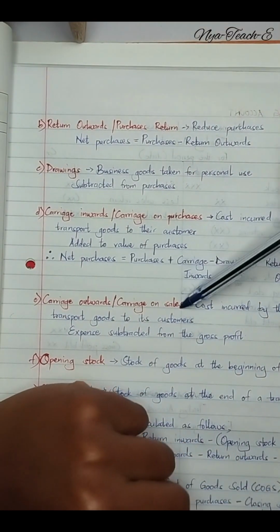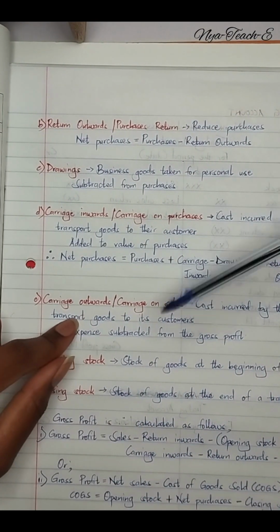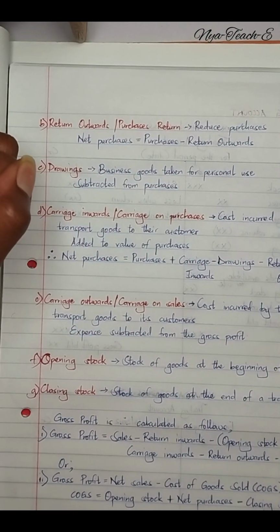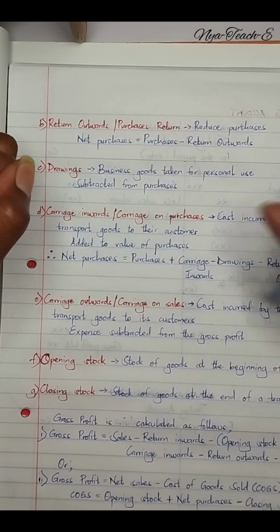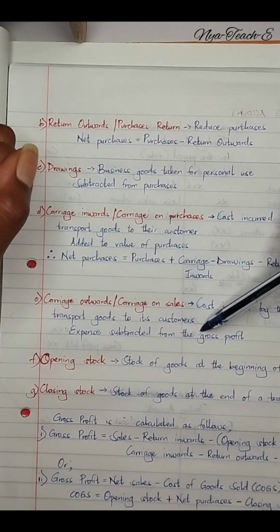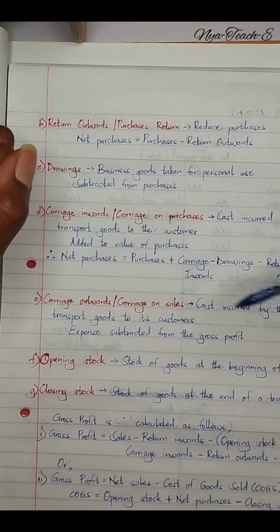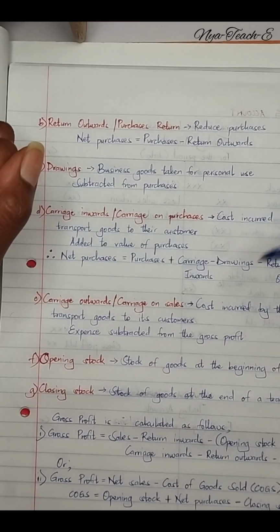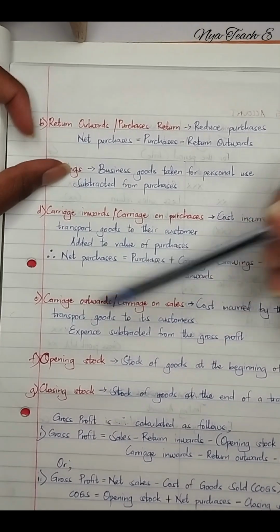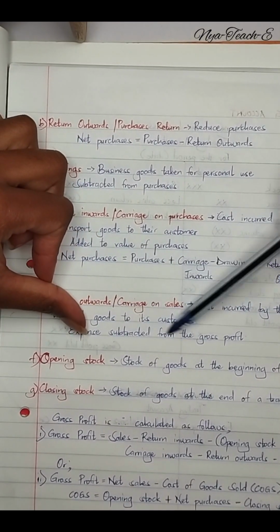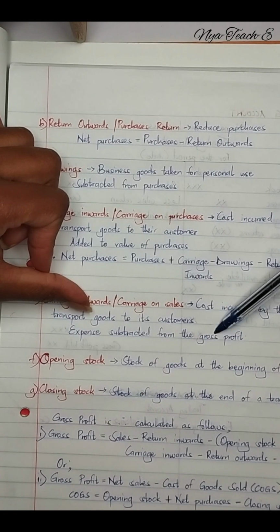Carriage outwards, also called carriage on sales. This is the cost incurred by the business, this one that we are assessing how it is doing, to transport goods to its customers. For example, if we are selling Tumba clothes and we are in Kahawa West and we want to take our goods to town, Nairobi City, the cost that we will incur to transport our clothes to town is what we are calling carriage outwards, and this is viewed as an expense, therefore it will be subtracted from the gross profit.